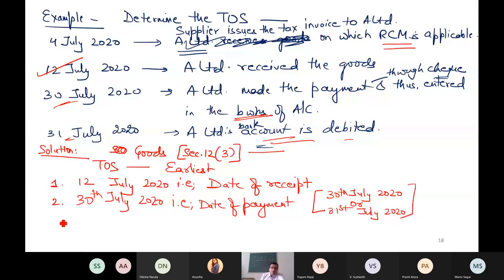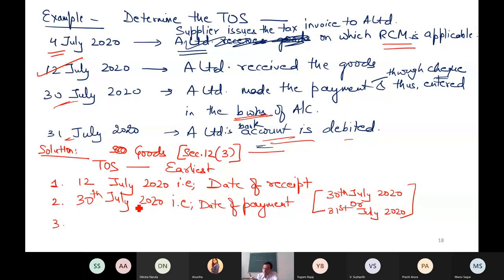Okay, earliest. And the third is the date immediately following 30 days from the date when the invoice is issued by the supplier. Supplier invoices the goods on 4 July. So from the date, and I told you that when you say from, under any act in India, not only GST, until and unless specifically written, your from does not start from this 4th. From will start from the next day. So from means starting from 5th July.